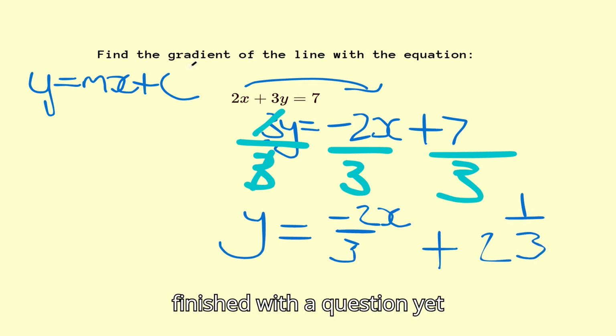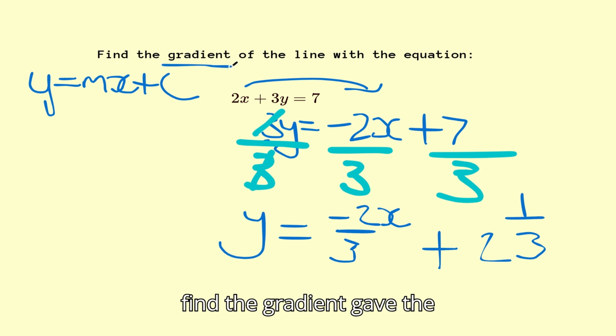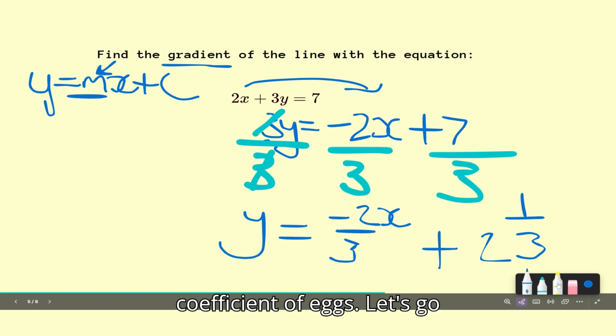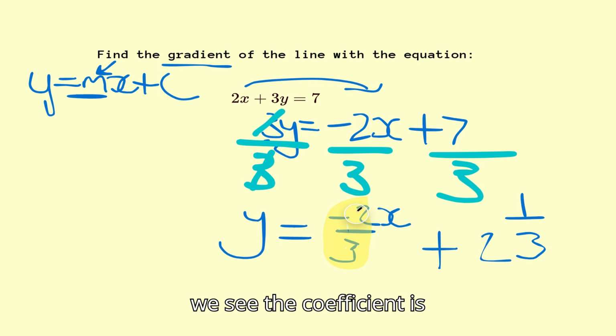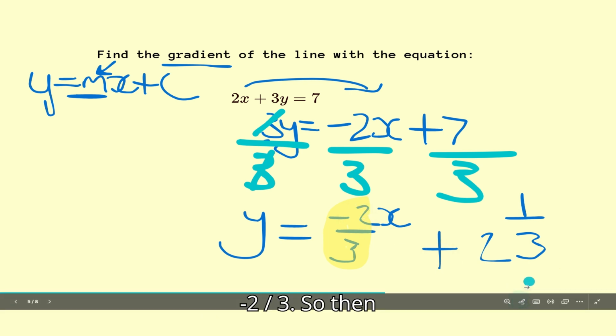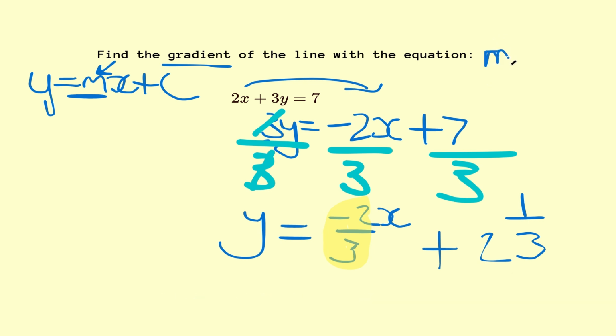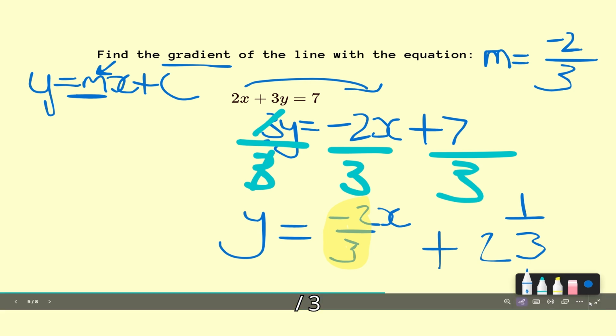Are we finished with our question yet? No, because they are asking to find the gradient. The gradient is m, the coefficient of x. Let's go and look here in our equation. We see the coefficient is negative 2 over 3. So then we go and write it down. We found it. The gradient m is equal to negative 2 over 3.